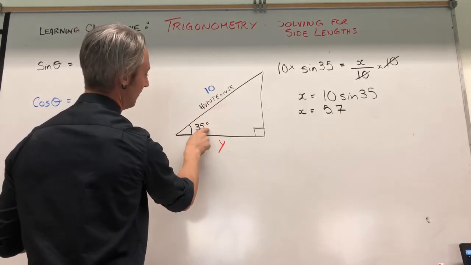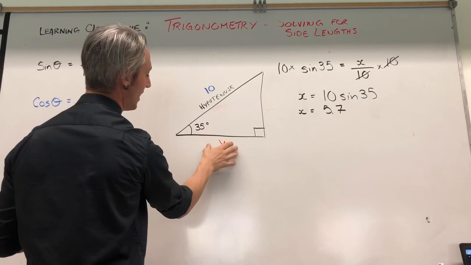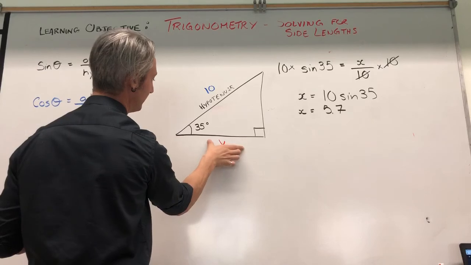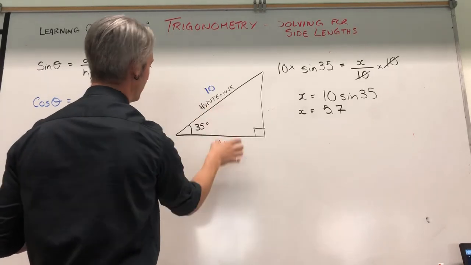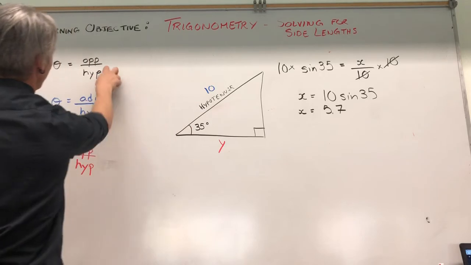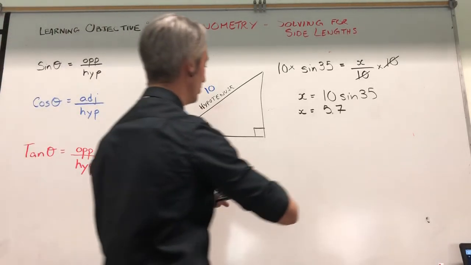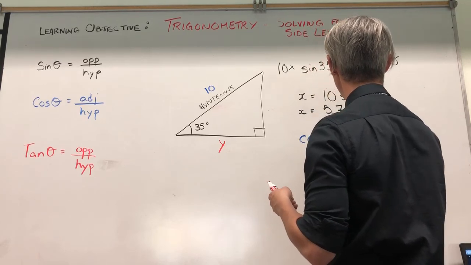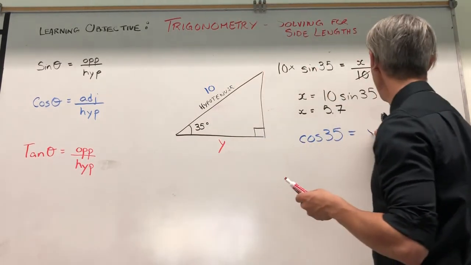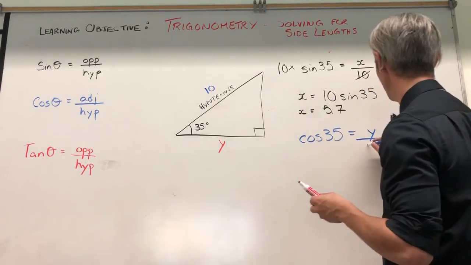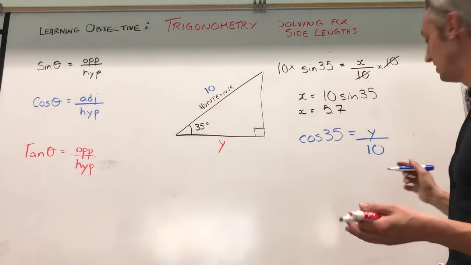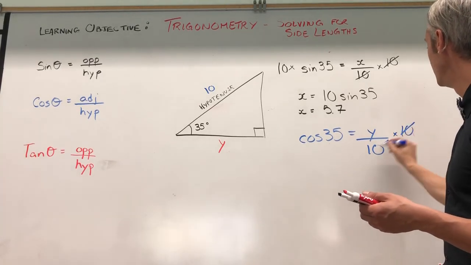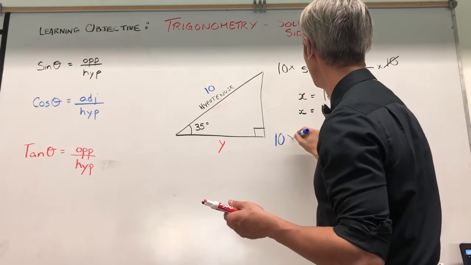So cos of this 35, well, I know this adjacent side to 35, and I know my hypotenuse. Adjacent is touching the angle, and there's my hypotenuse. So I look, which one has adjacent and hypotenuse? Cos does. So cos of my angle 35 is equal to the adjacent, so y over 10, which is my hypotenuse. And I do the exact same thing here. I want to get y alone, I want to solve for y. So I multiply by 10 to get that 10 out of there, and then what I do to one side of the equal sign, I do to the other.